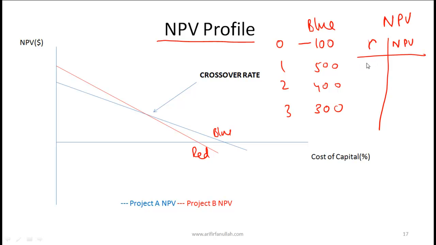So at a discount rate of 0, the NPV is simply the undiscounted cash flow. So minus 100 plus 500, 400 is 900, 1200. Actually, just to make this simpler, let's say that the initial investment is 1000. So this will give us an NPV of 200.